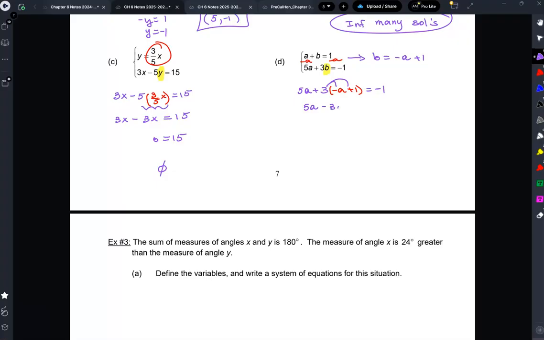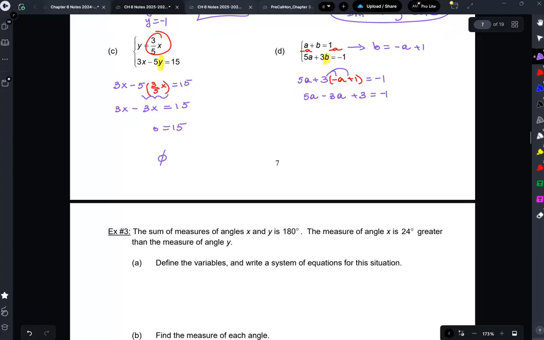5a minus 3a plus 3. Okay. What's 5a minus 3a? 2a plus 3 is equal to negative 1. Minus 3. 2a is negative 4. Divide by 2. What's a? Negative 2. Now, this is the part that counts.